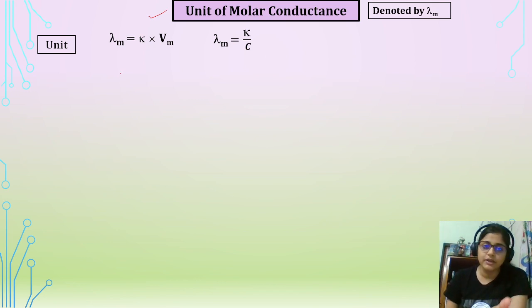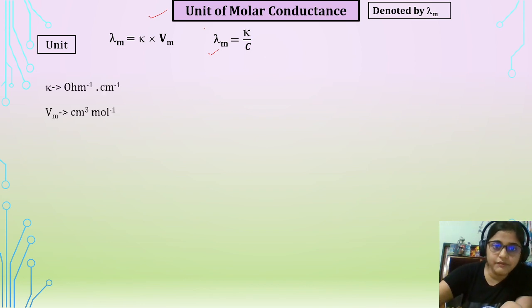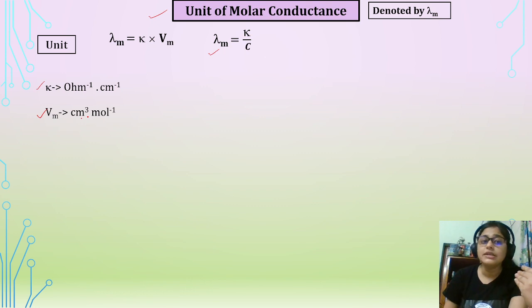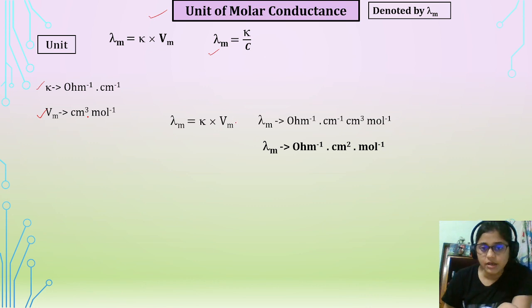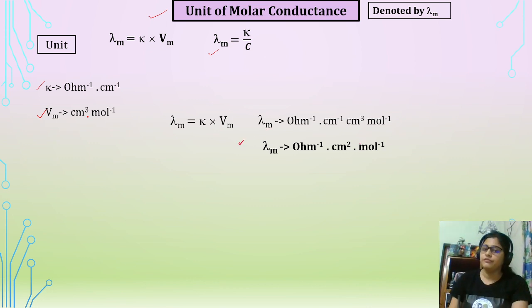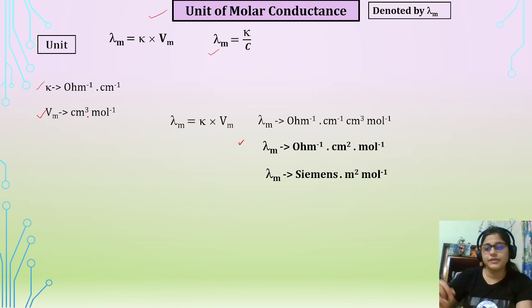I previously told you that units of all these terms are very important here. For the units, lambda m equal to kappa into Vm. So the unit of molar conductance we have to see. We know kappa is ohm inverse, siemens inverse, and Vm is molar volume, volume by mole. So siemens cube, let's say, is the volume, and mole inverse, right? If we put these two, the unit will be ohm inverse siemens square mole inverse. Another way we can write it: Siemens meter square mole inverse, right?